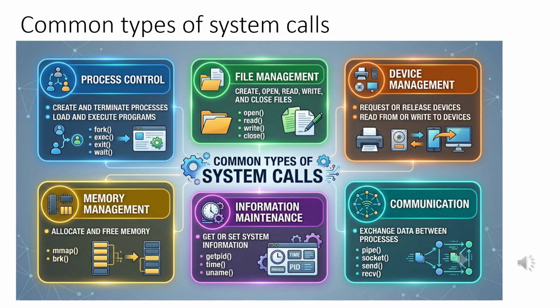The system calls under device management are used to request or release devices and read from or write to the devices. System calls under memory management are used to allocate and deallocate memory. Examples: mmap, brk. The system calls under information maintenance are used to get or set system information such as time and date. Examples: getpid, time, uname.